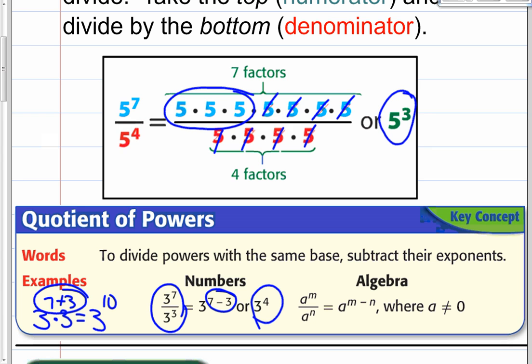And if you look at the algebra, it's the same way. If the bases are the same, the a's, then all you do is take your top exponent minus the bottom exponent, and your answer will be a to the m minus n. One thing you've got to be careful of is that a cannot be 0. So this works for all numbers except 0 as a.